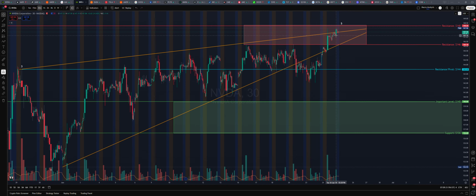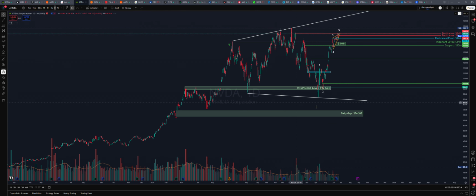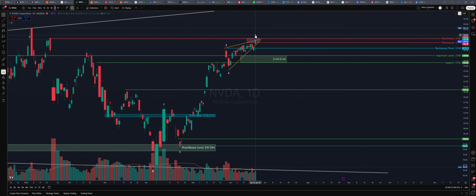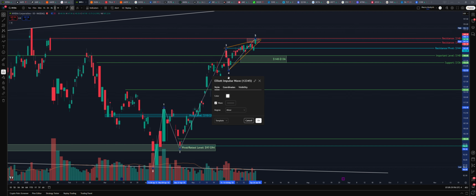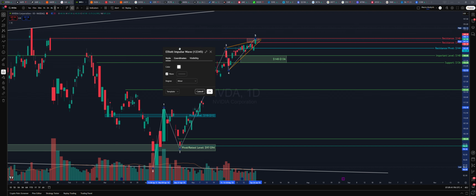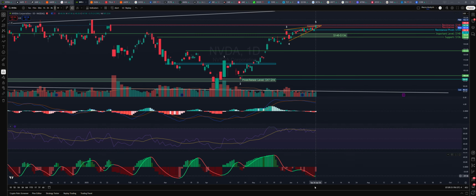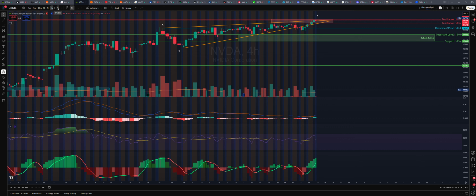So right now, NVIDIA is still bullish. We have a 5-wave move to the upside here in NVIDIA, but you can see an extended 5th wave as well. And the target I'm looking for is if NVIDIA gets above 148. Looks like it wants to move above 148 right now, guys. NVIDIA still looks like it wants more upside.